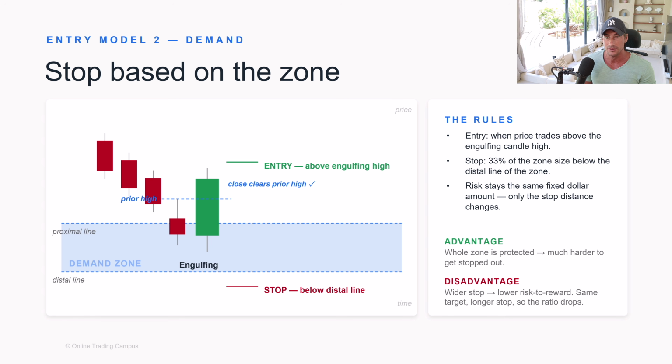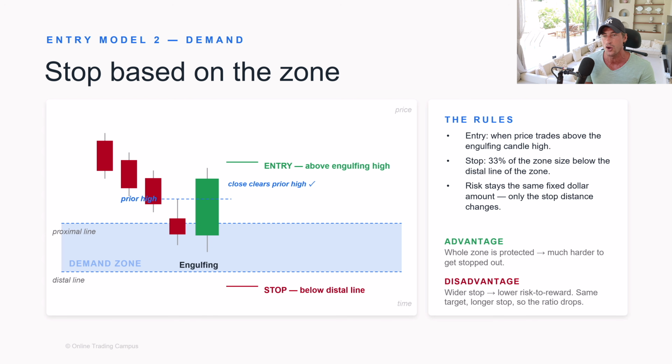The good part, you're much harder to stop out. Price has to break the whole zone first. The bad part, the stop is wider. And for the same fixed risk, a wider stop means a lower risk to reward proposition. Same target, but a longer stop.